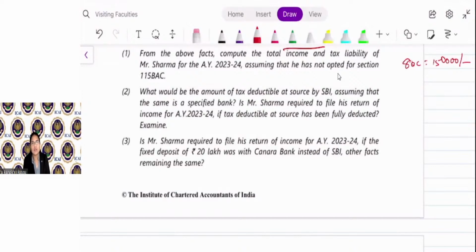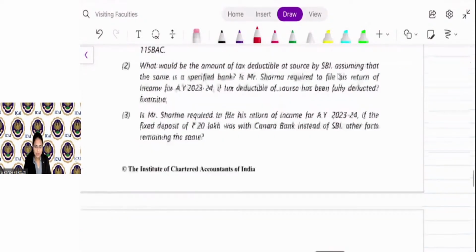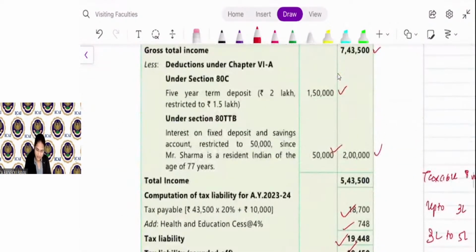What would be the amount of tax deductible at source by SBI, assuming that the same is a specified bank? Is Mr. Sharma required to file his return of income for AY 23-24 if tax deductible at source has been fully deducted? See, Mr. Sharma fulfills all the criteria of a specified individual. Now SBI is a specified bank. So SBI will deduct TDS as per the total tax liability calculated here, that is 19,450.